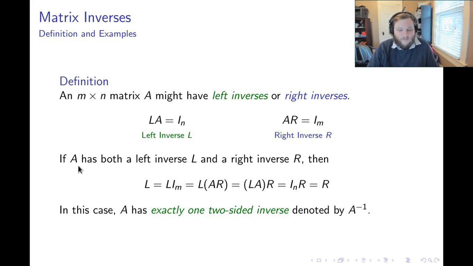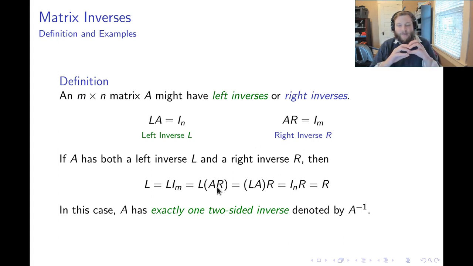And an important thing to note here is that if A has both a left inverse and a right inverse, you can do a calculation. You can say L is really the same thing as L times the identity matrix, because multiplication by an identity matrix does not change the matrix. But I sub m, the m by m identity matrix, is the same thing as A times the right inverse, so we can put that in.